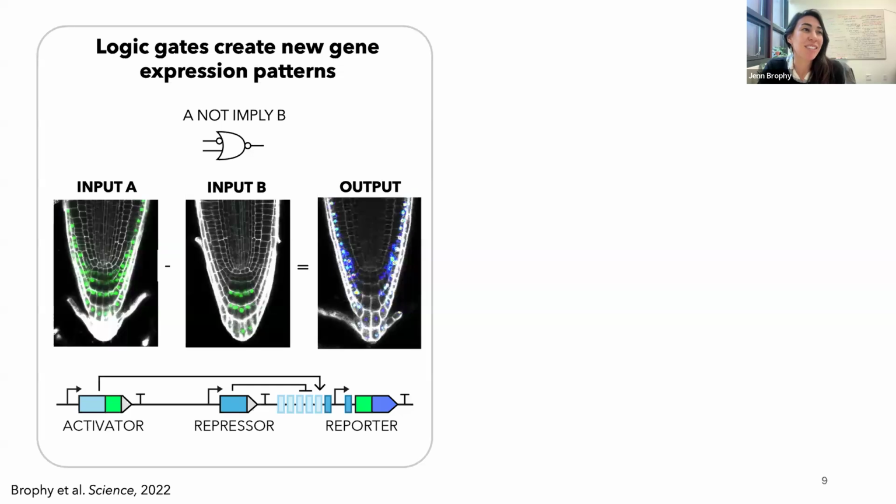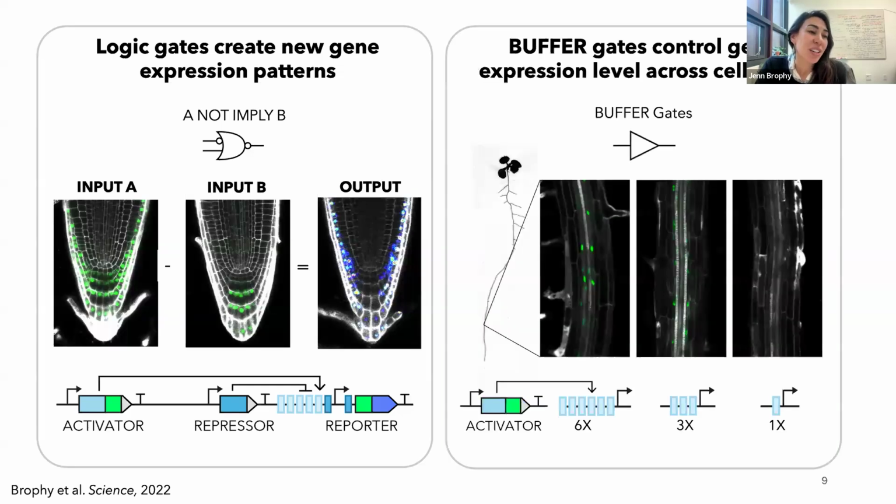You can also use these types of tools to control gene expression level in a tissue-specific manner. This is not trivial to do in plants. We know a lot less about how the sequence of a promoter impacts expression level. And so unlike in E. coli, where you can make certain mutations and have a pretty good idea of how that's going to affect expression level, we don't have that kind of control in plants.